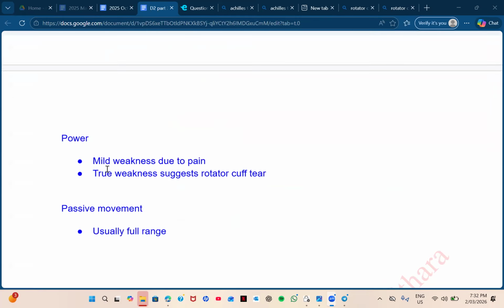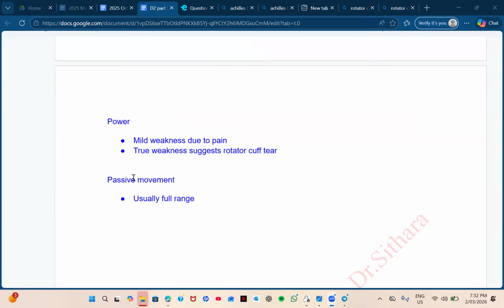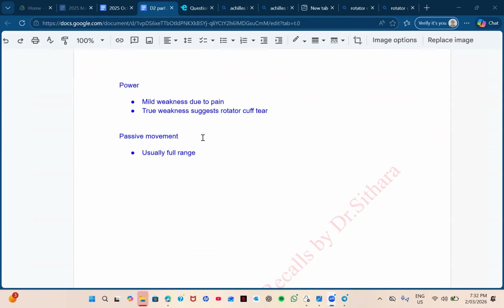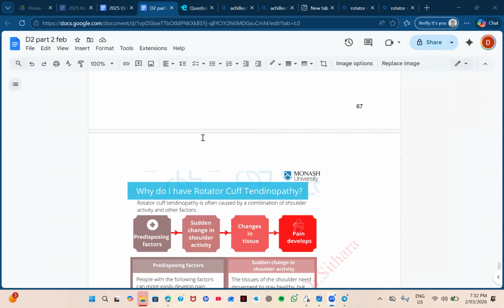Here, power: mild weakness due to the pain; true weakness suggests a rotator cuff tear, right? Passive movements are usually in full range in this patient, so it's not restricted. I hope you understand it.